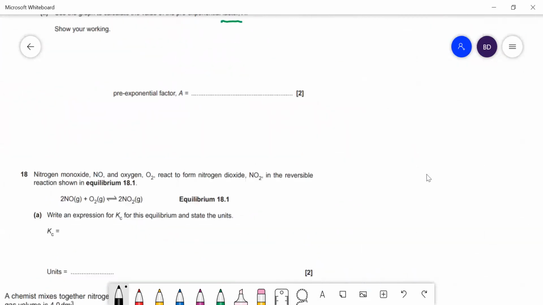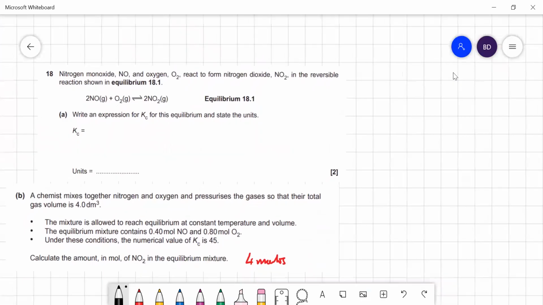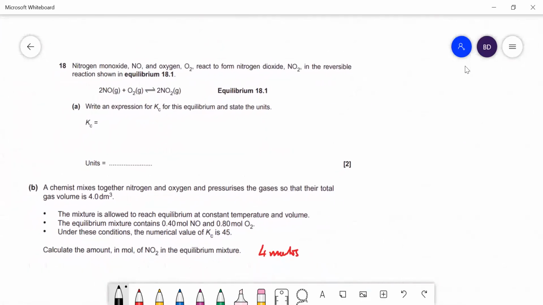Now, a question on equilibrium. So we've got this reaction between nitrogen monoxide and oxygen forming nitrogen dioxide. Write an expression for Kc for that. Well, Kc, pretty giveaway question, is going to be the concentration of NO2 squared divided by the concentration of NO squared multiplied by the concentration of O2.